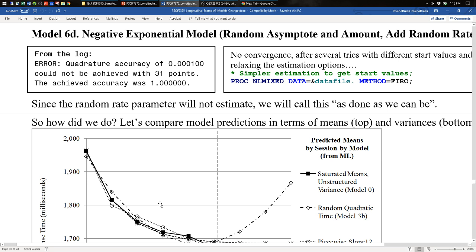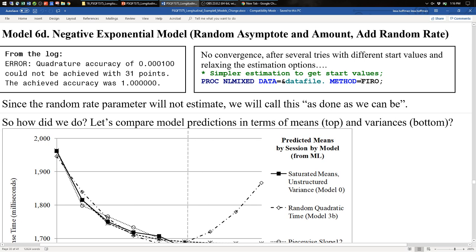No. That's SAS for no. So I went to the troubleshooting online for non-convergence help. I tried to do a simpler method of estimation, first order something or another. I don't remember what FIRO stands for now. And no, it wouldn't go. So either there is no random rate or I can't find it. One of the two. So we call it done.